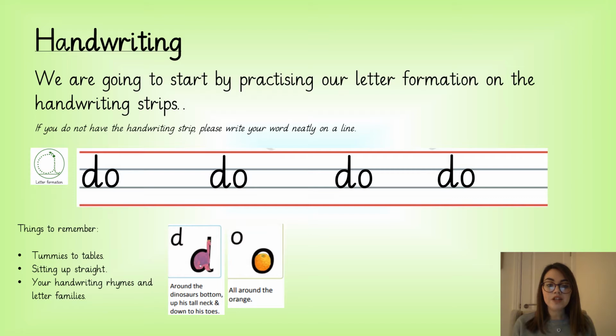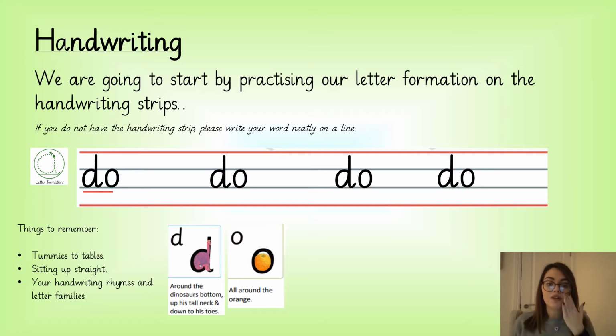Now you can see we're doing another red word today. Our word is do. When you say do, do. Well done. Now remember, when we do our handwriting, we need to make sure our tummies are touching the table and our back is touching the very back of our chair so that we're sitting up nice and straight.